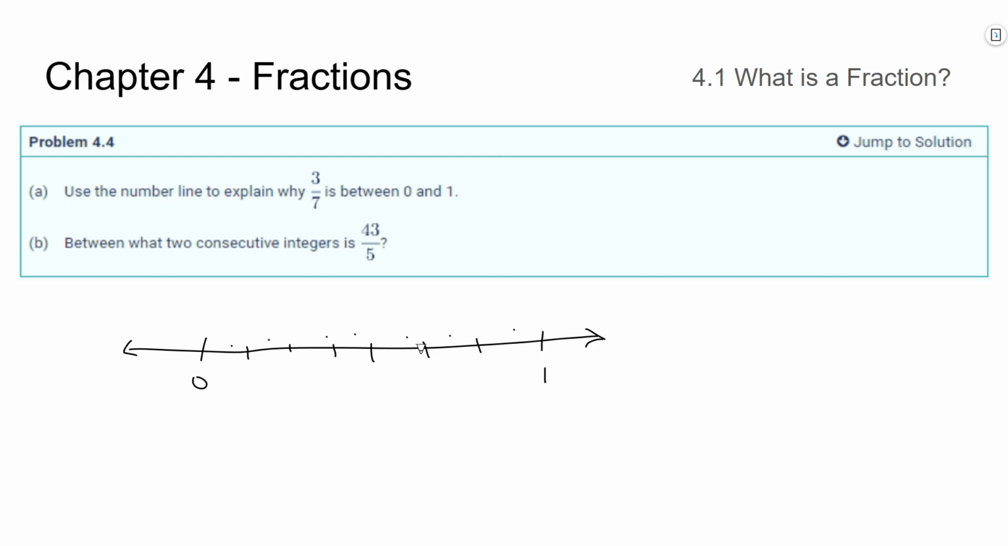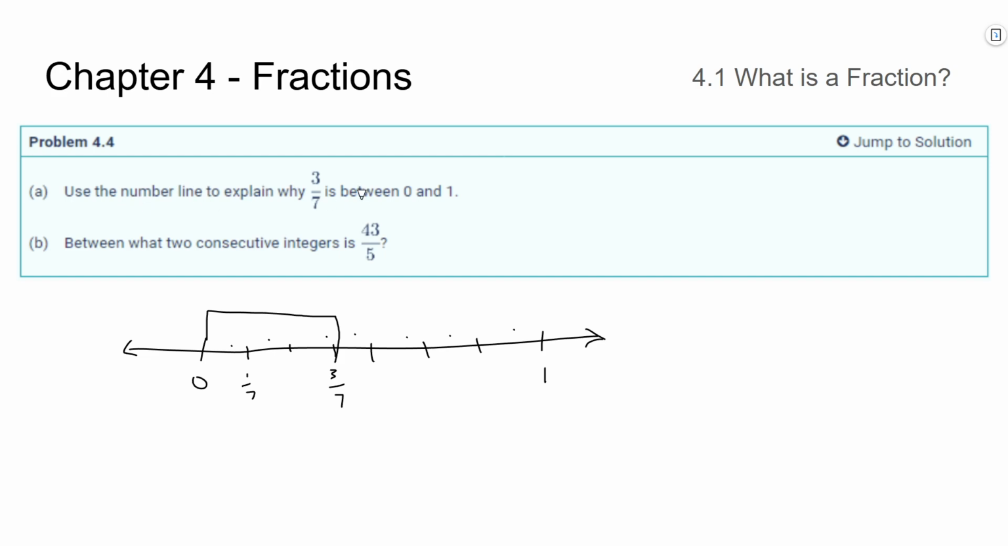All right, so if there's 7 pieces between 0 and 1, what does 3/7 mean? It means there's 3 of those pieces, because if this is 1/7, and this is 2/7 and 3/7, it's this much. So it would be right here. This would be 3/7, which is indeed between 0 and 1.